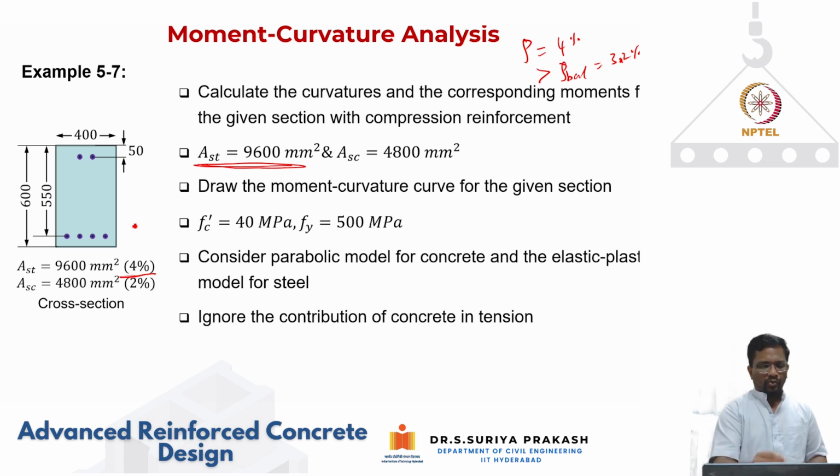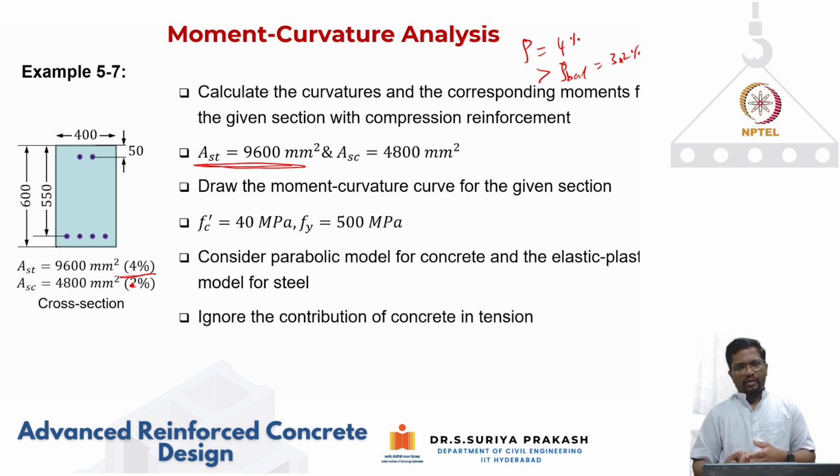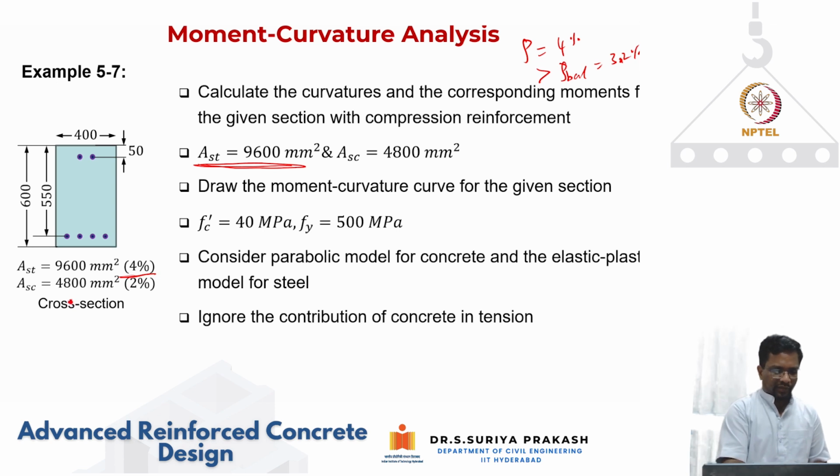But to supplement that, I am putting half the amount of what I put on the tension steel as compression steel. So I am putting 4,800 mm square, which is 2%. If I put only a singly reinforced section of 9,600, we have done the moment curvature analysis, right? You find that when you put steel more than the balanced condition, moment resistance will not increase much, a slight increase will be there, but the curvature is going to reduce. So you're not really going to gain anything by designing an over reinforced section.